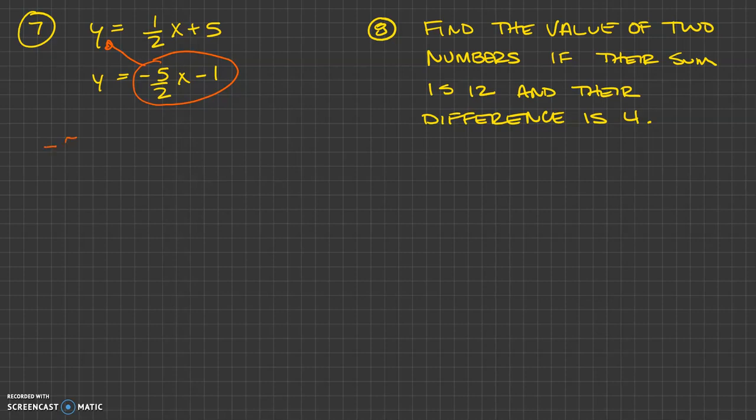So my new equation is -5/2 x minus 1 equals 1/2 x plus 5. Now don't let the fractions monkey with you here. The good news is I've given you some, they have the same denominator. So that makes your life a little bit easier. Why don't we do this? Let's subtract 1/2 x from this side and this side. That means we're going to have to add 1 to both sides.